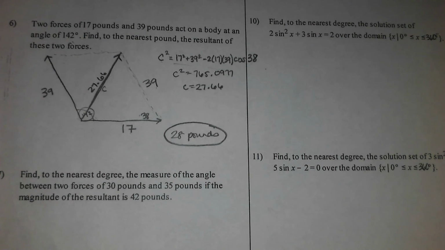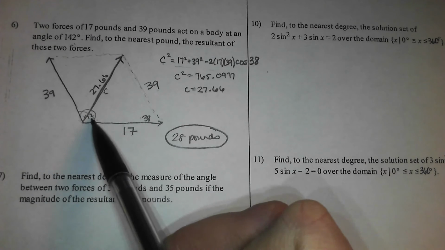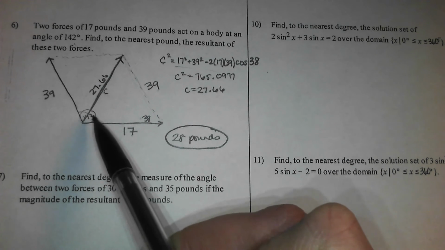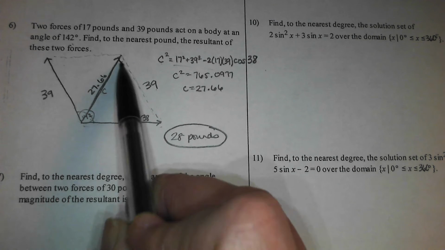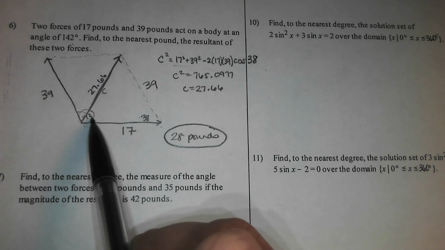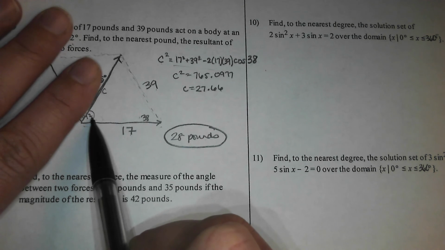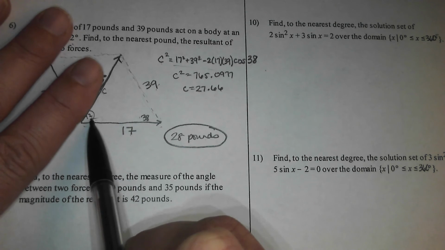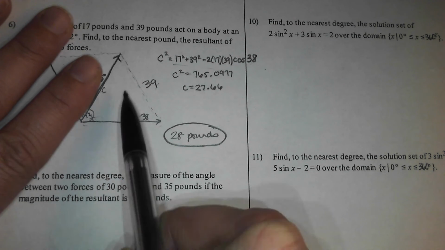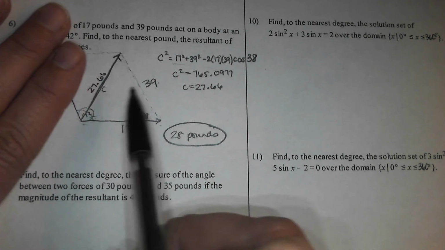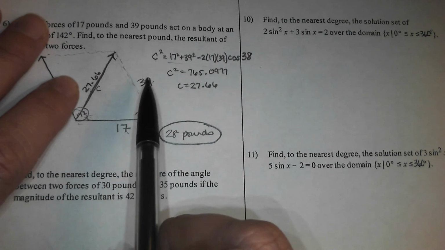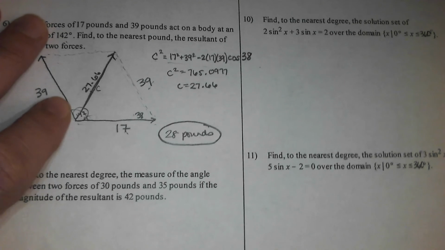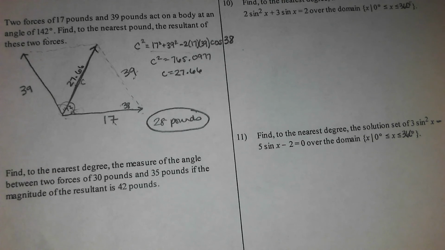The other thing that they could ask here is, what is this angle? How did the 142 get split? They could say, what's the angle between the 17-pound force and the resultant force? In which case, you would need to figure out what that is. And if that's the case, we could have just used the law of sines, right? 39 over the sine of blank equals 17 over the sine of, oh no, we wouldn't be able to do that yet. We'd still have to find that. So we'd have to do this over the sine of 38 equals this over the sine of blank. And you'd solve, if they ask you that. That would be one additional step.